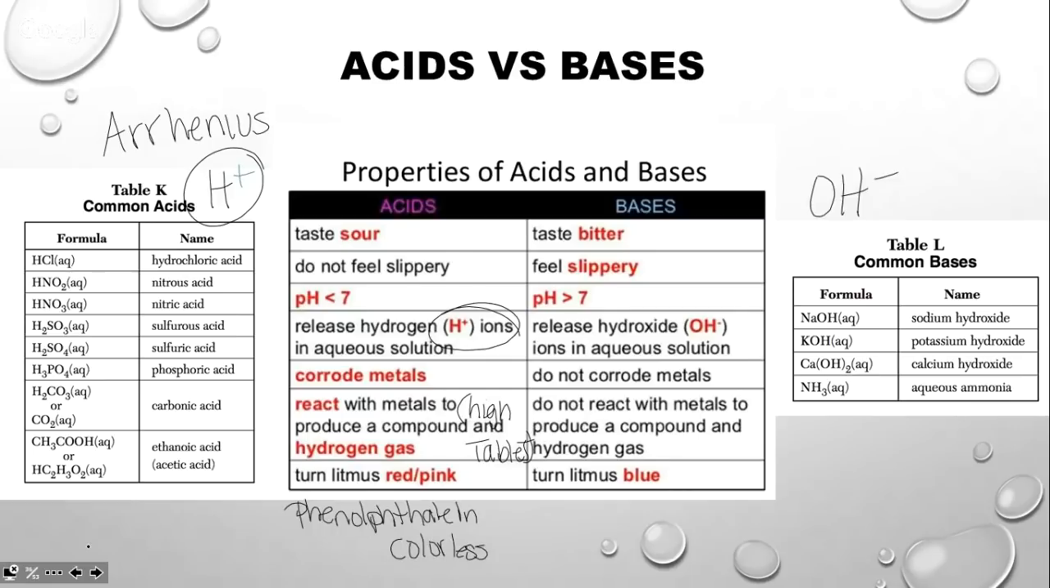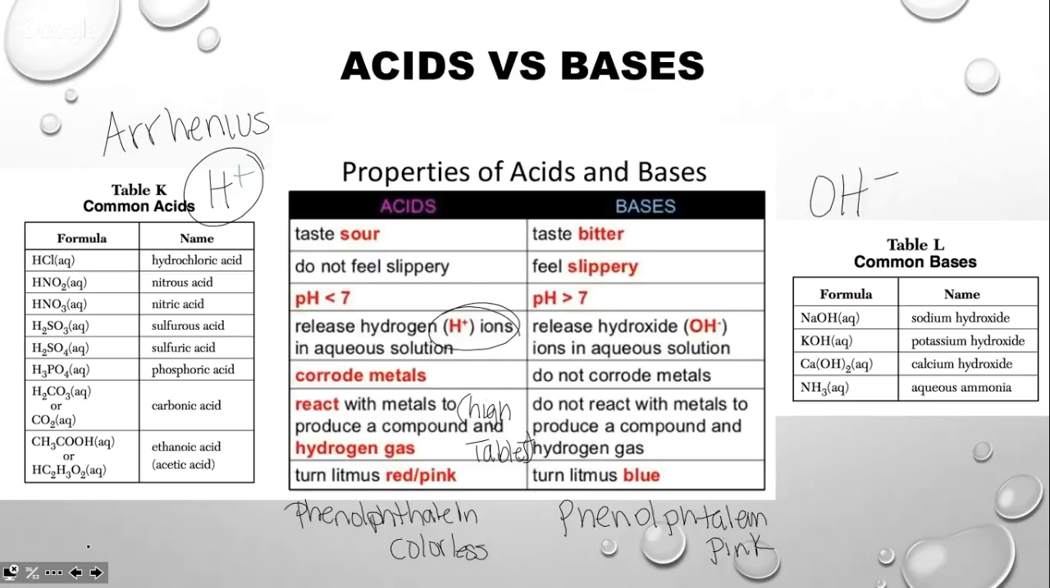For bases, they're slippery. They have a pH of over 7. They're bitter. They make hydroxide ions in solution. They don't corrode metals. They don't react with metals to make hydrogen gas. They turn litmus blue. And phenolphthalein, that dark pink color.